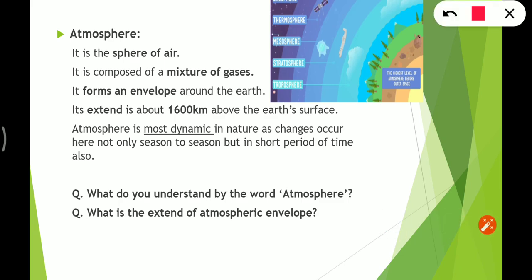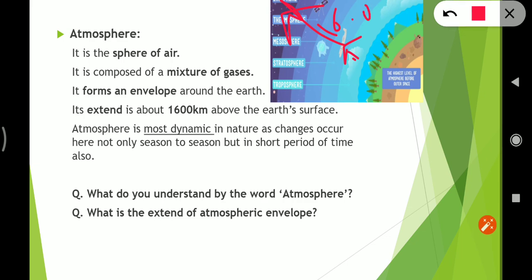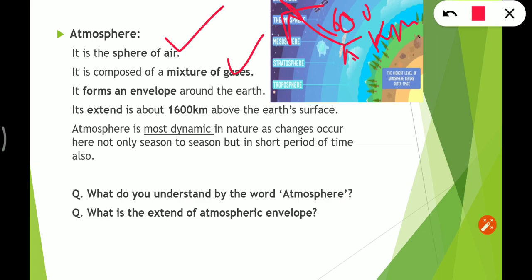Next, we have atmosphere. If we talk about atmosphere, look here. Where is atmosphere? It is from here, and these are its layers from here to here. From here to here, it is 1600 kilometers. If we talk about its literal meaning, then it is sphere of air. It is composed of a mixture of gases, right?